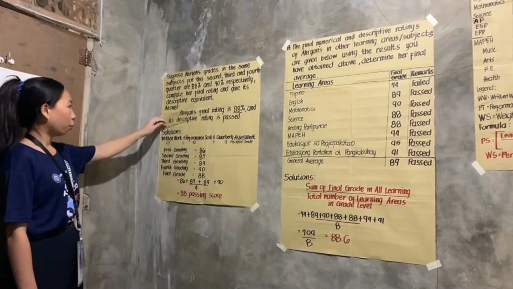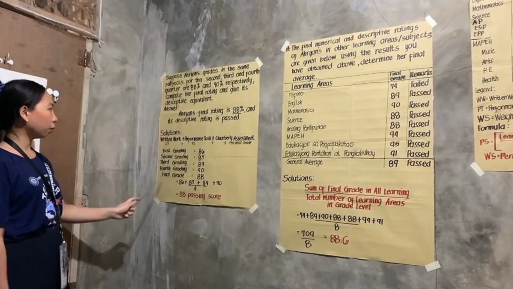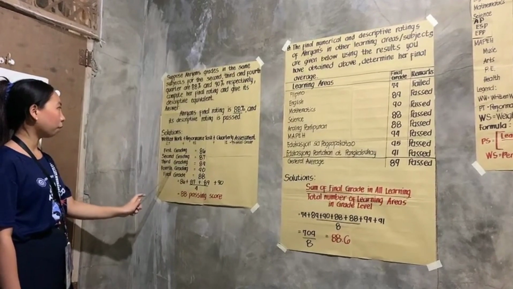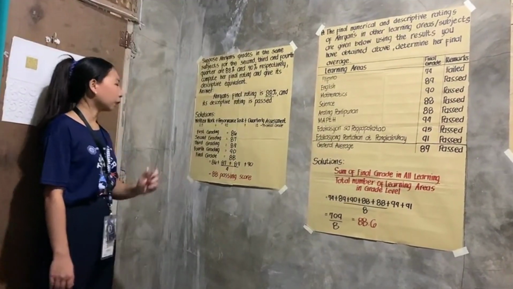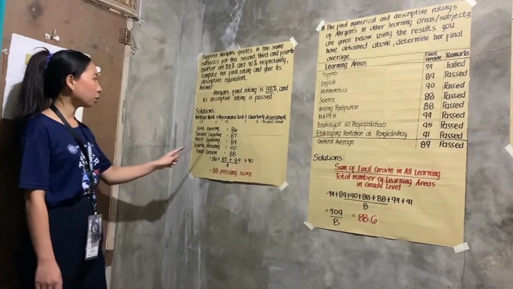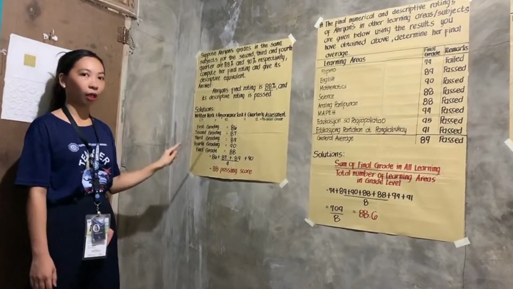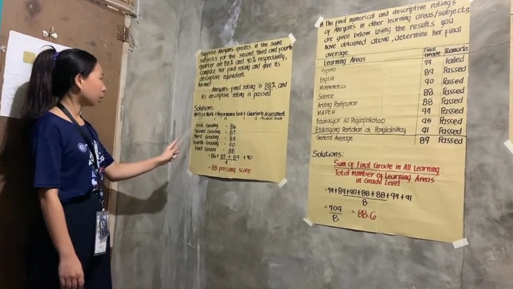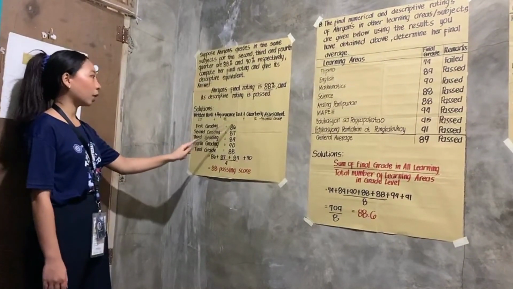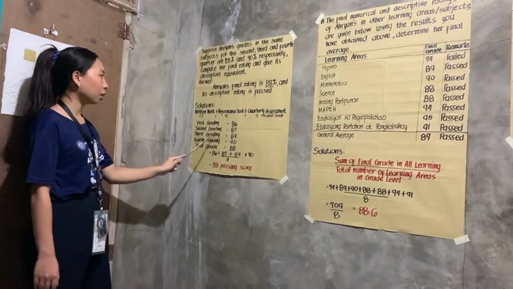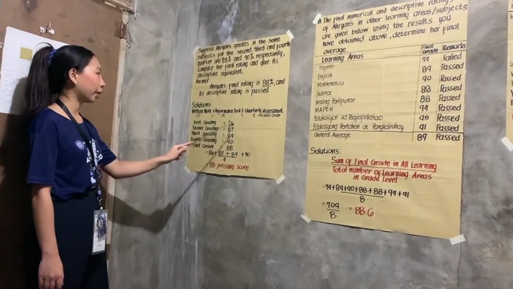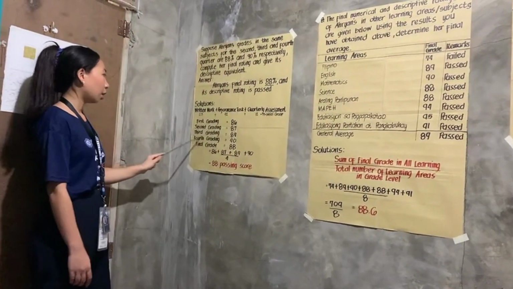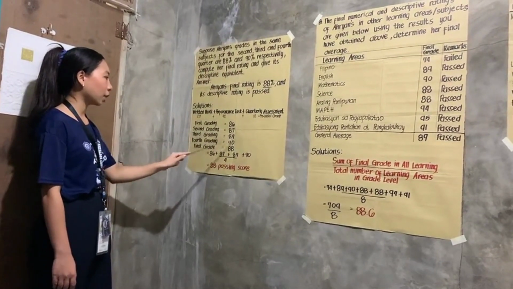So we're going to continue in getting the final grade of Aryan. In getting the final grade of Aryan, we need to add the first, second, third, and fourth grading. In the first grading, she got 86. Second grading, she got a final rating of 87. In third grading, she got 89. And fourth grading, she got 90.